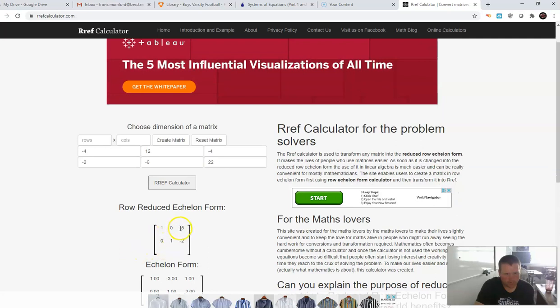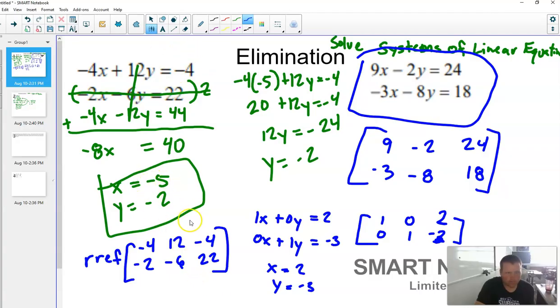1, 0, 0, 1, -5, and -2. So x is -5, y is -2. Of course, we already knew that because we did elimination, but it did the exact same thing.